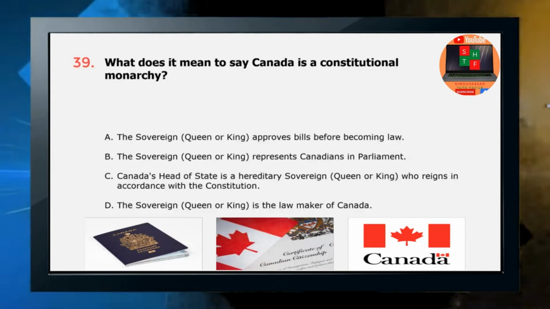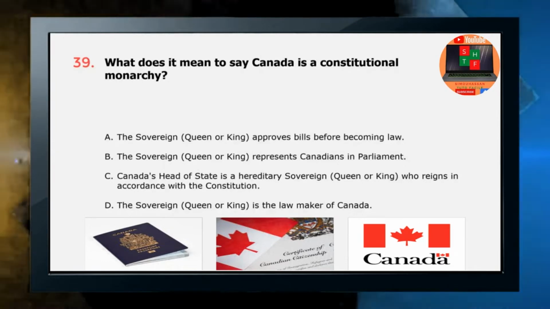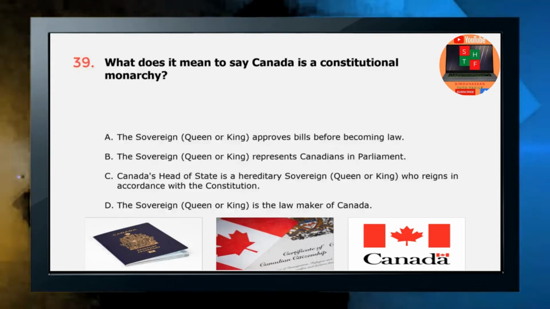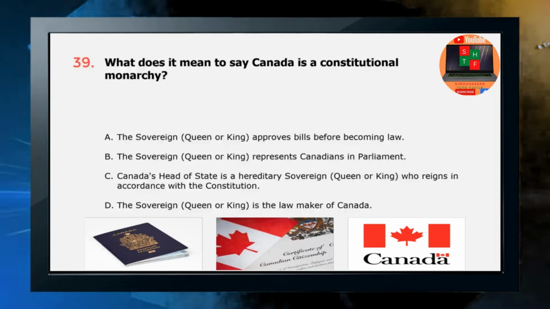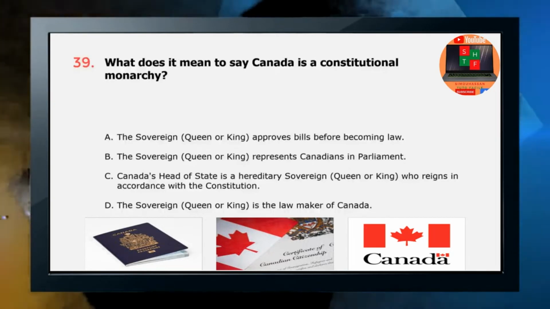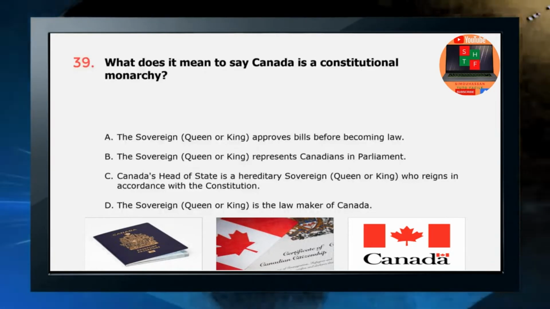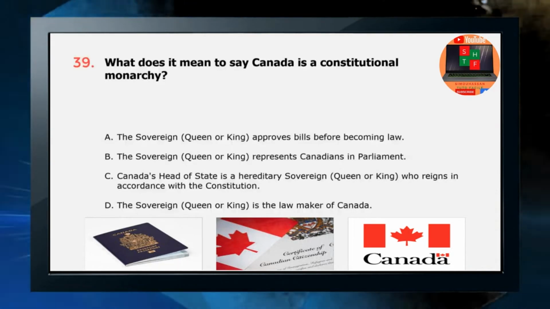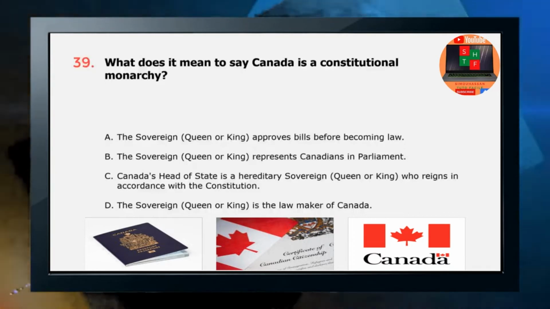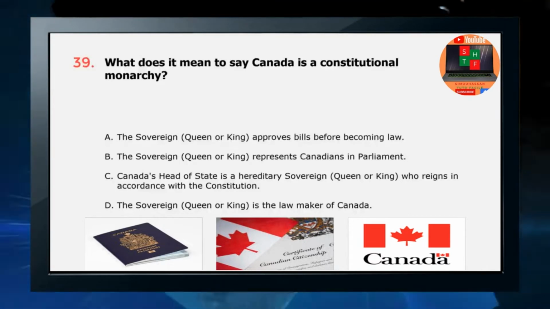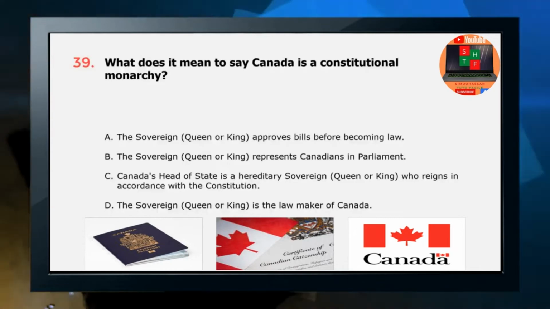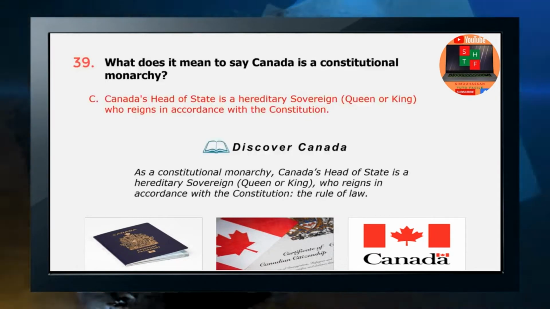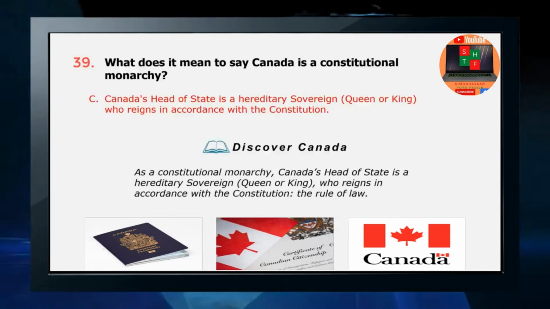Question 39. What does it mean to say Canada is a constitutional monarchy? A. The sovereign, queen or king, approves bills before becoming law. B. The sovereign, queen or king, represents Canadians in Parliament. C. Canada's head of state is a hereditary sovereign, queen or king, who reigns in accordance with the Constitution. D. The sovereign, queen or king, is the lawmaker of Canada. The answer is C. Canada's head of state is a hereditary sovereign, queen or king, who reigns in accordance with the Constitution.